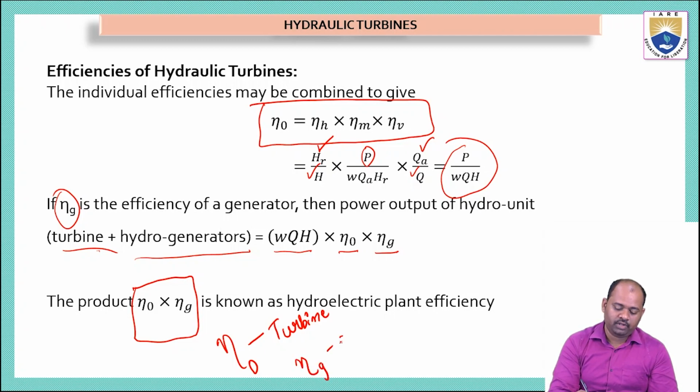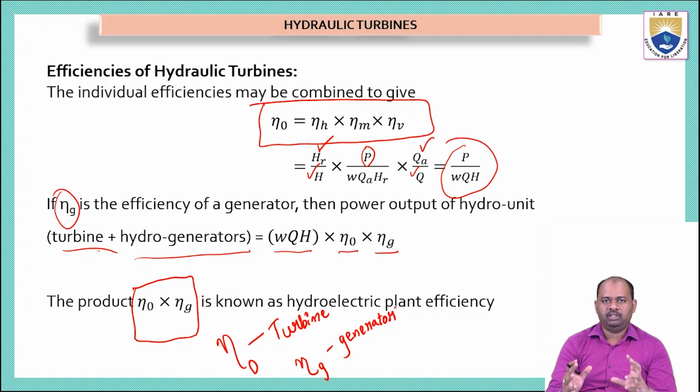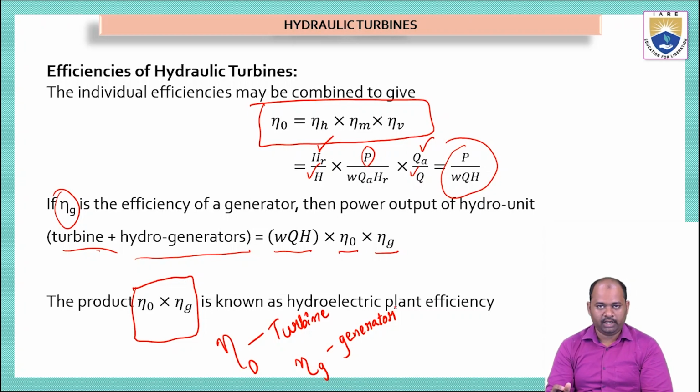The generator will have a separate efficiency. Generator is a rotating machine which will have separate efficiency. It is denoted with eta G. Now the product of these two, eta overall and eta generator, will give you the efficiency of the entire power plant, the hydroelectric power plant. Okay. So this will give you the hydroelectric power plant efficiency.